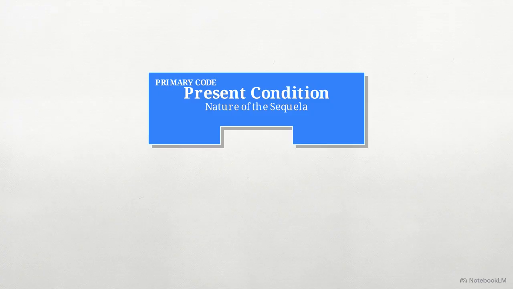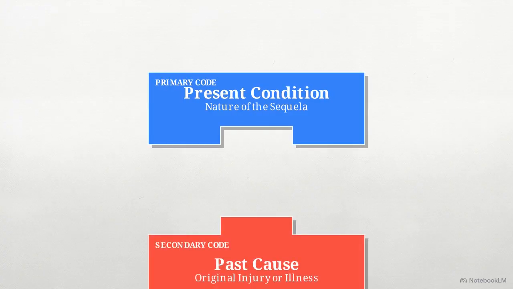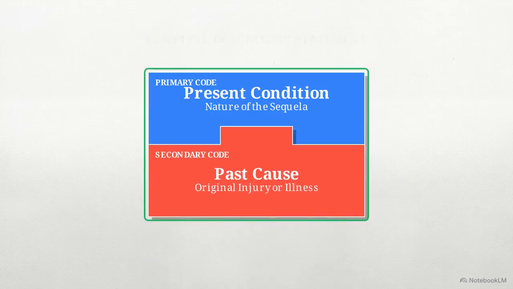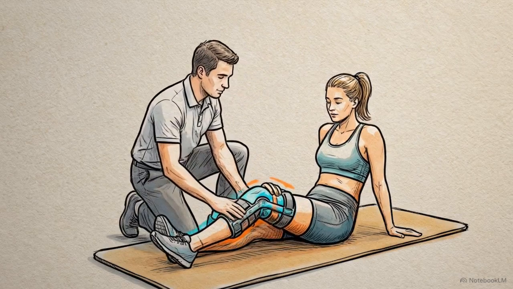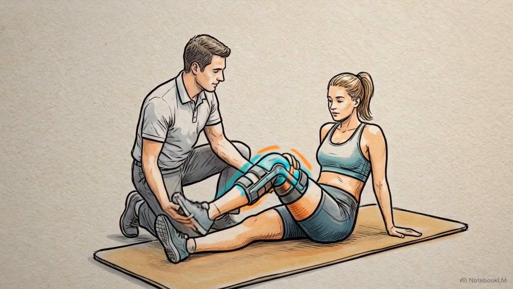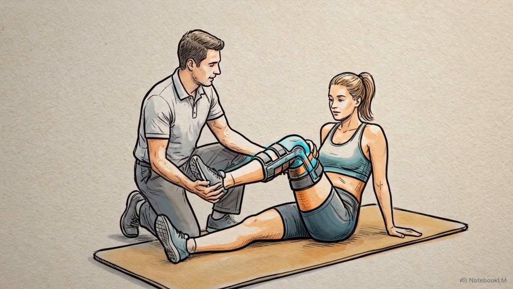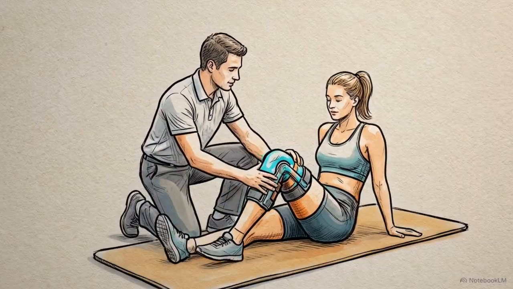The primary code represents the nature of the sequela. This tells the system exactly what the patient is suffering from at this moment. The second code is the sequela code itself. This identifies the original illness or injury that led to the current problem. By following the current first, cause last logic, the coding accurately reflects the clinical reality of the patient. This dualism ensures the payer and the health system understand that while the past caused the condition, the present manifestation is what requires treatment today.